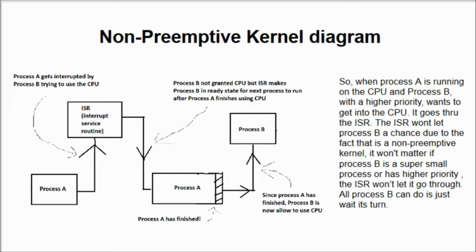So when process A is running on the CPU and process B, with a higher priority, wants to get into the CPU, it goes through the ISR. The ISR won't let process B a chance due to the fact that this is a non-preemptive kernel. It won't matter if process B is a super small process that will take less time than process A, or if it has a higher priority, the ISR won't let it go through. All process B can do is just wait its turn.